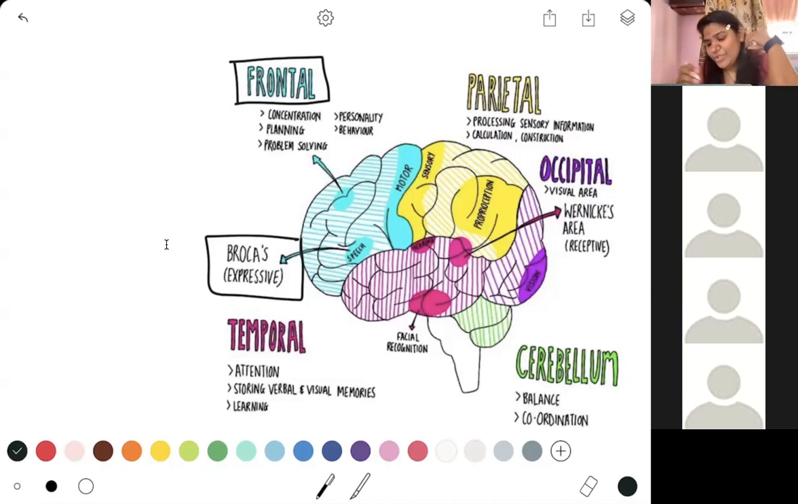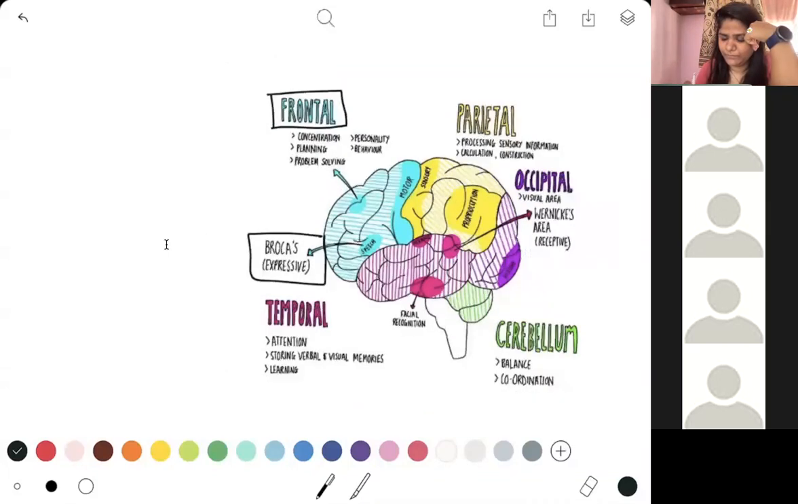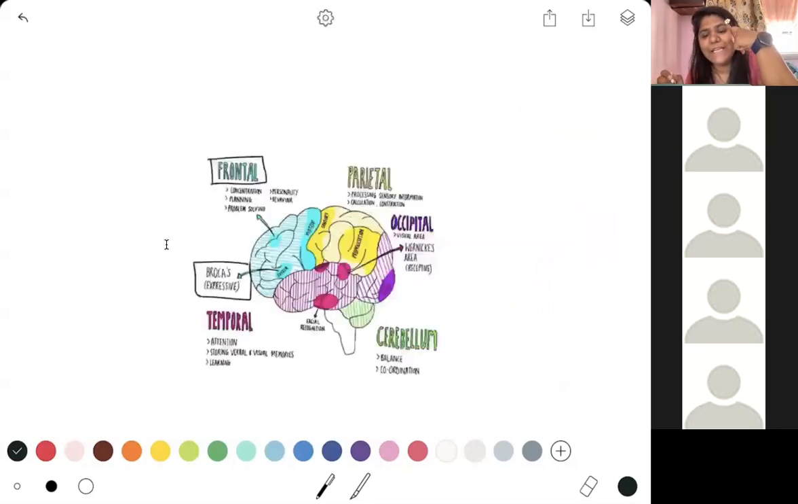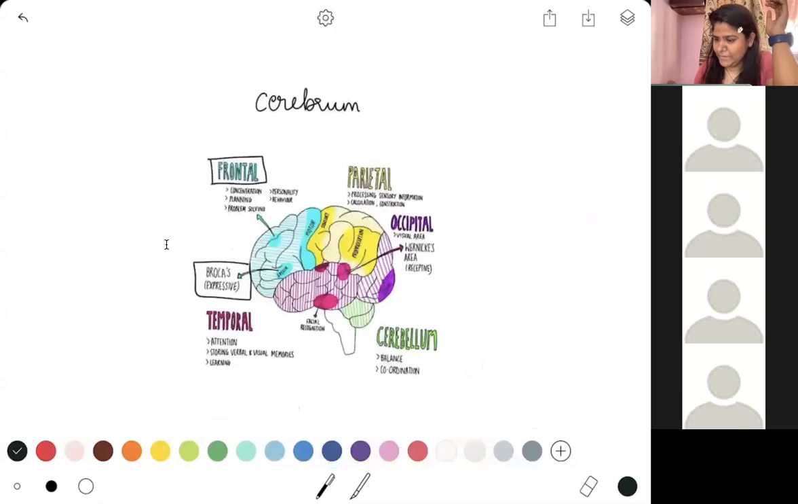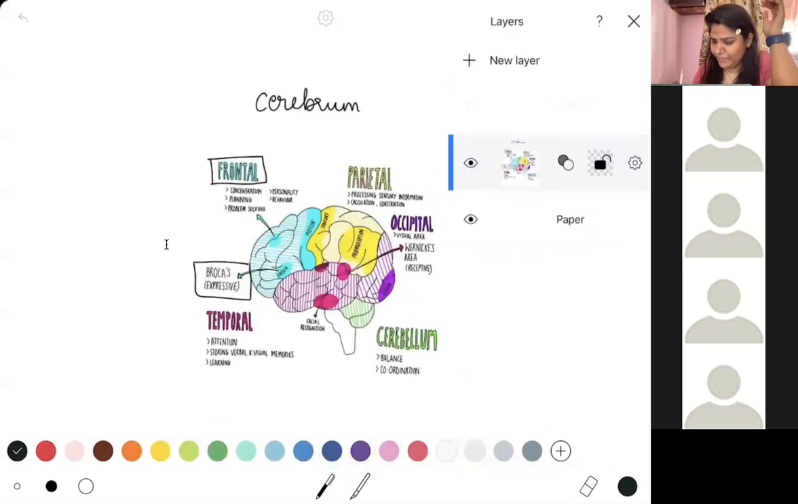Now generally looking at your brain, you're going to see that your brain is divided into two major parts. One is called the cerebrum and the other is called the cerebellum. So I'm going to write over here cerebrum. We have something by the name of cerebrum, which is the bigger cavity of your brain. So I'll add a new layer.